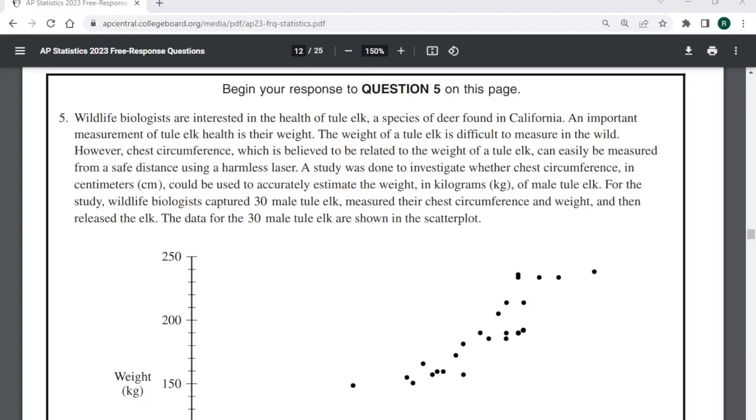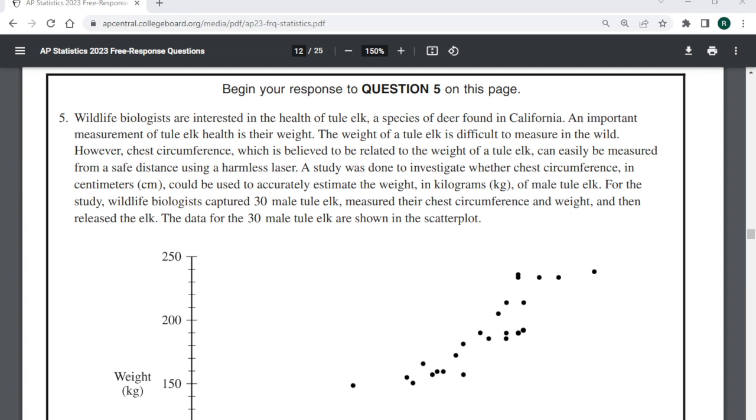On to question 5. Question 5 was overall testing your knowledge of scatter plots and regression analysis, both in determining and analyzing scatter plots in general, regression lines, and also the significance tests related to that. So it ended with a hypothesis test of linear regression.